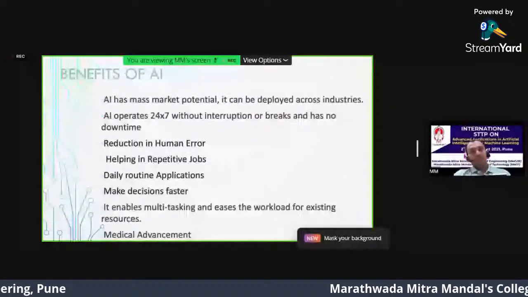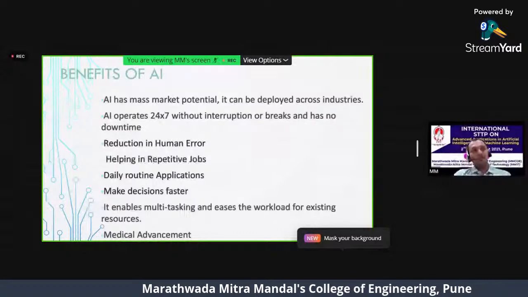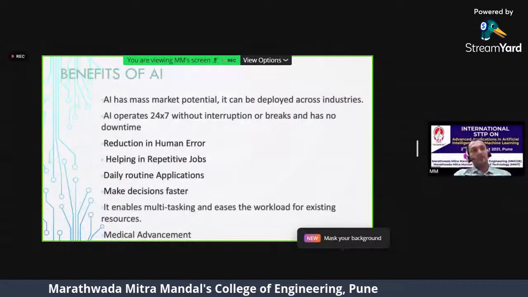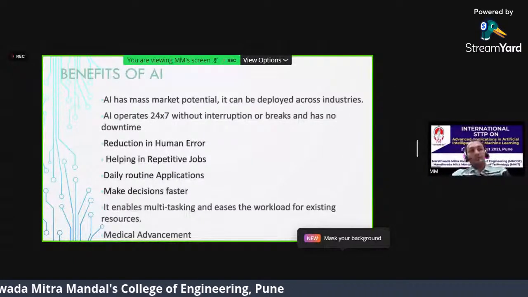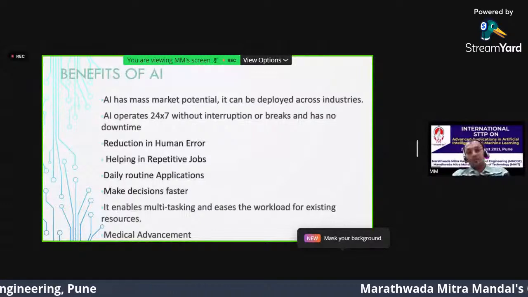It also reduces human errors. It helps us do repetitive jobs. It also helps us make decisions faster, and we can use it in different applications. So now you can see where we can use it.